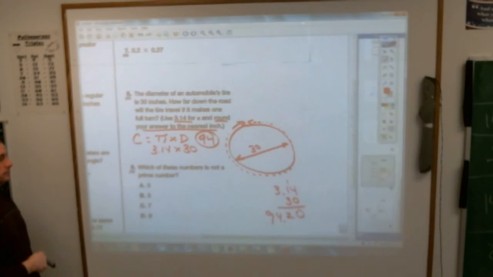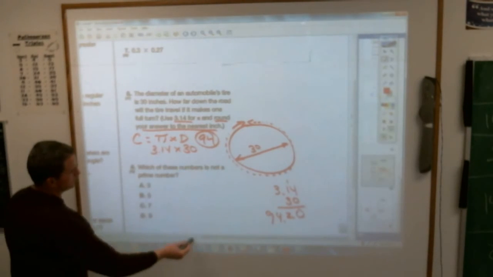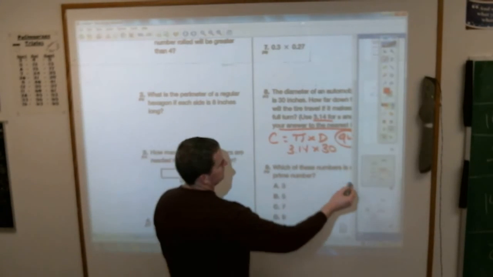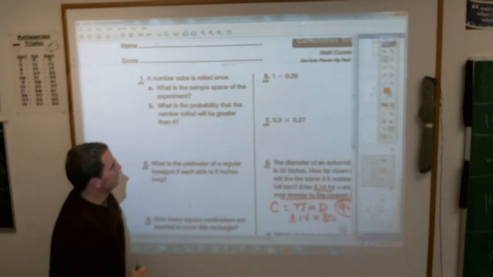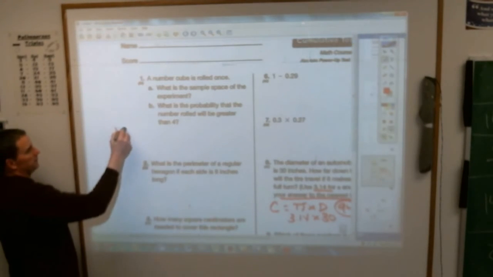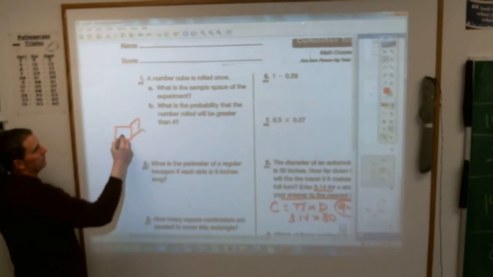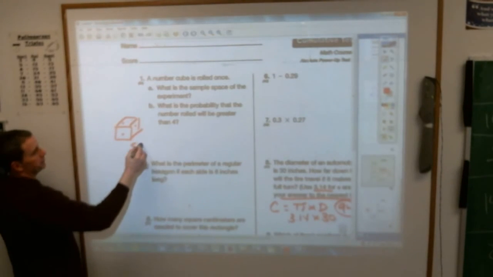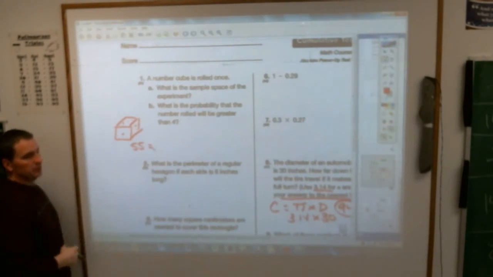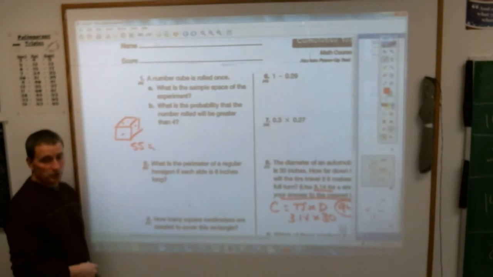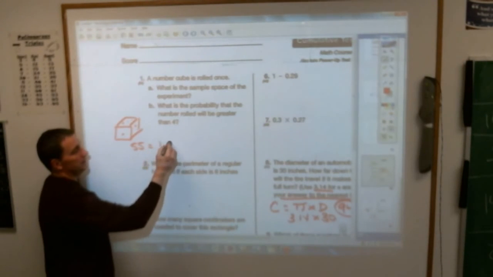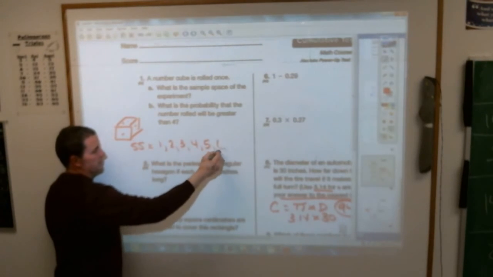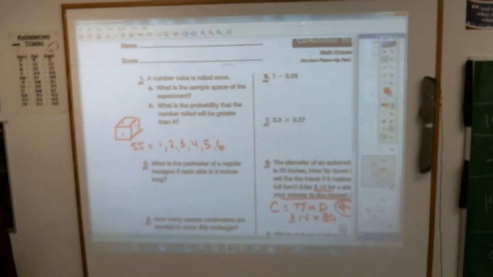Joe? Explain number 1. Sample space is all the different possibilities. If you have a number cube, the sample space is what different things. When you roll a number cube, what answers can you get? You can get a 1, 2, 3, 4, a 5, and a 6. Those are all your possibilities.